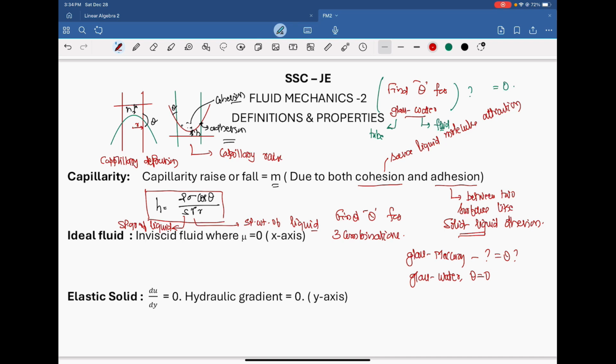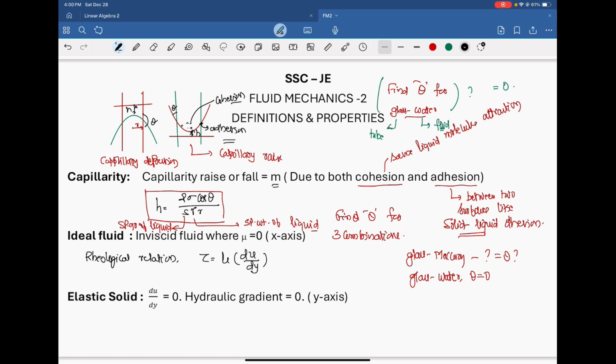Further explanations. Now, there is one relation called rheological relation, which is written as tau is equal to mu into du by dy. This is Newton's law also.